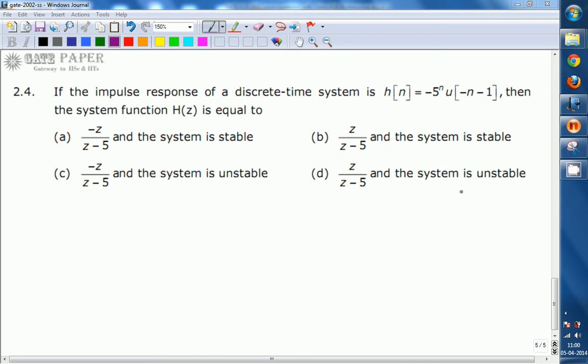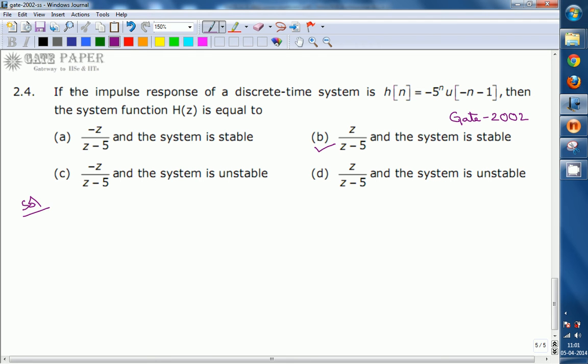We are going to discuss the question from signals and systems given in GATE 2002, related to the Z transform. If the impulse response of a discrete time system is h of n equals minus 5 power n u of minus n minus 1, then the system function H of z is equal to which option? Out of the given options, option B is correct. Now we'll see the solution.